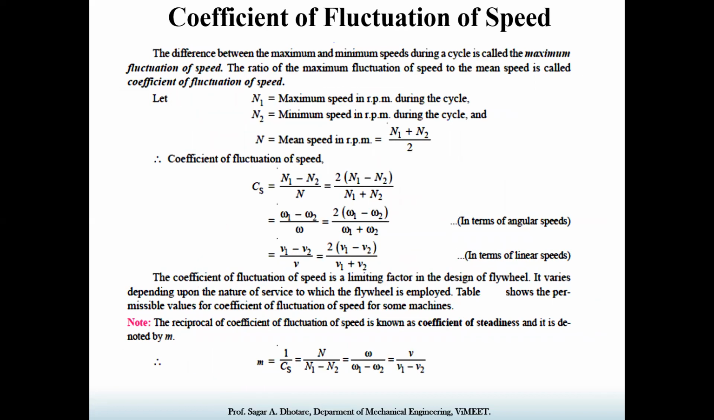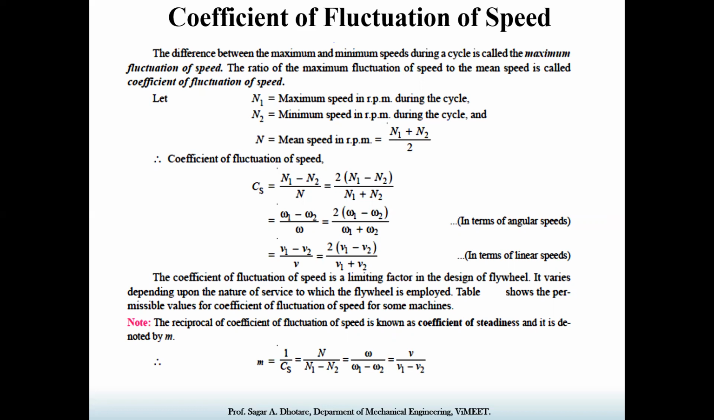Now we can see some coefficients of the fluctuation of the speed that we need to calculate, because we need to understand how much fluctuation occurs. The difference between the maximum speed and minimum speed during the cycle is called the maximum fluctuation in the speed. The ratio of maximum fluctuation of the speed to the mean speed is called the coefficient of fluctuation of the speed. Okay, you can just go through the equations.